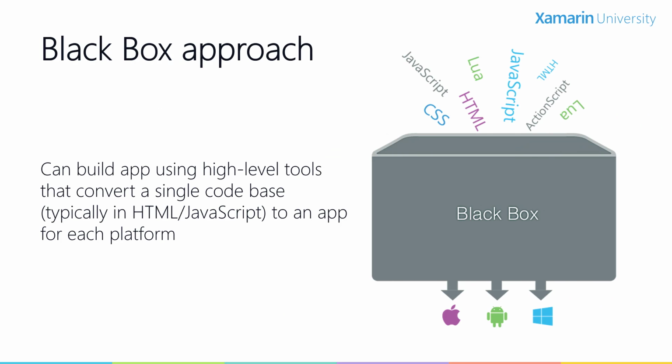The second approach is to use some sort of magic black box that takes a single code base, usually written with JavaScript and HTML, and produces a native app for each platform. There's several vendors out there that do this, and this can definitely be an appealing approach which solves the silo problems. With this approach, you have one code base and you have one team. Because it's using HTML and JavaScript, which are very popular and very well known, that one team could even be the same team that works on your website.